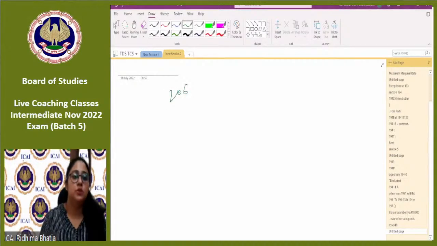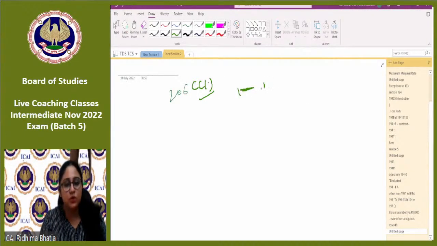If section 206C subsection 1 is applicable, which is sale of certain goods, there is no limit. Even if you are selling for 1,000 rupees, and you are a person who has more than the 1 crore limit, you have to collect the TCS. Or you are any person, there is no limit. So if a transaction is covered under section 206C subsection 1, that means if you are a seller of scrap, alcohol, or forest produce, then 206C subsection 1 would be applicable.